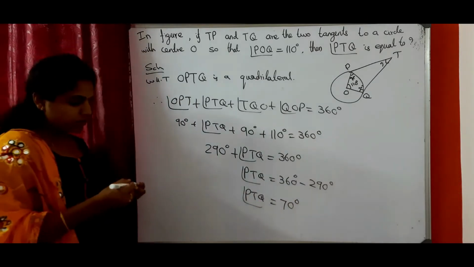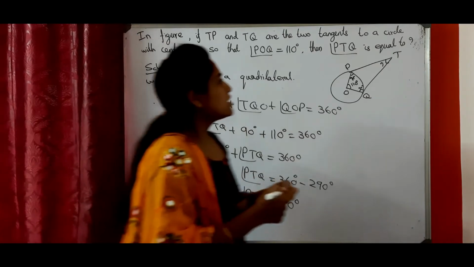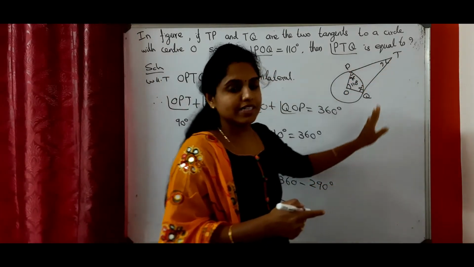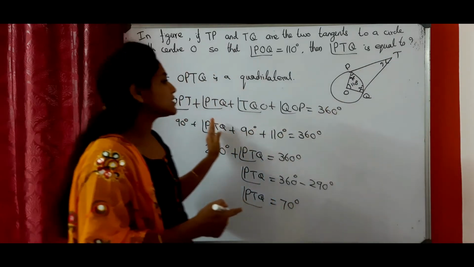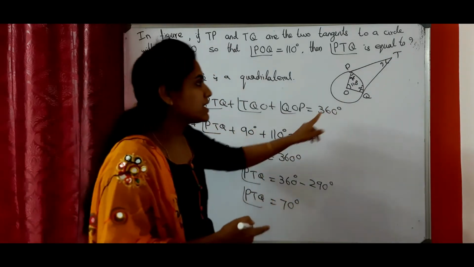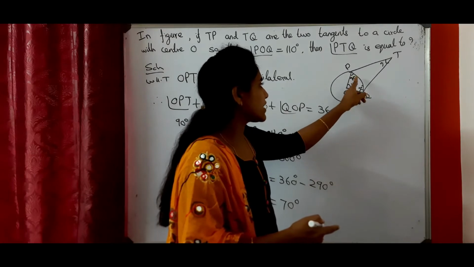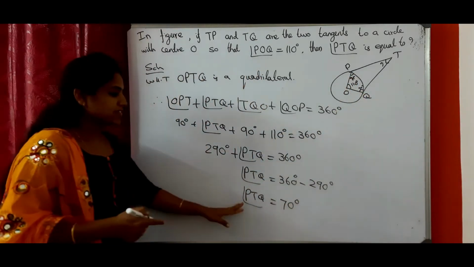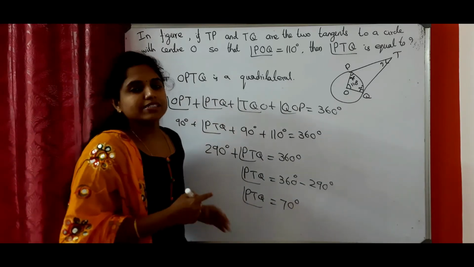Let me explain one more time. It is very easy. We need to find the PTQ. We know that it forms a quadrilateral, and the sum of the angles of a quadrilateral equals 360 degrees. And also using theorem 1, we can say these two angles are 90 degrees. Then we apply the values, and easily we get PTQ equal to 70 degrees.